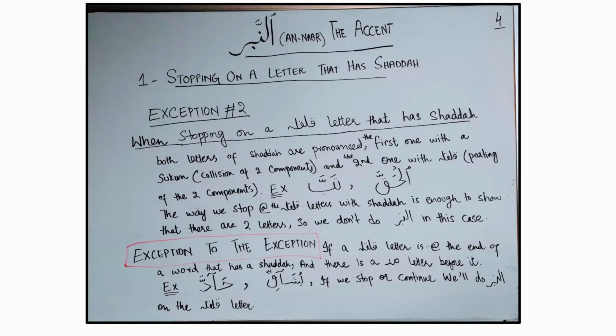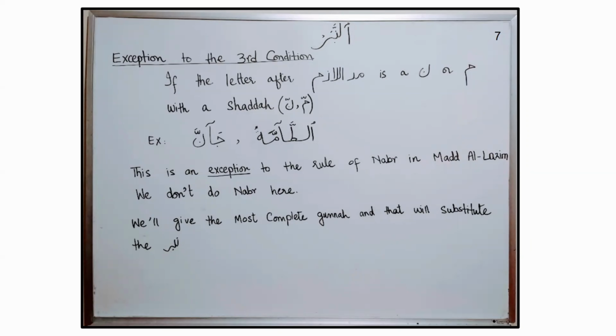And nabar will make sure that both letters in a shadda letter are pronounced clearly. But there is an exception to this condition, and that is if there is noon or mim mushaddad after the mad letter. In that case, we will give the timing of the most complete gunna to the letter, and that will substitute the nabar. Because we are already showing by giving most complete gunna to letter meem and noon when they come with shadda, there is no need for nabar. Most complete gunna is enough to show that there is a shadda on the letter. Therefore, we will not do nabar in this condition.